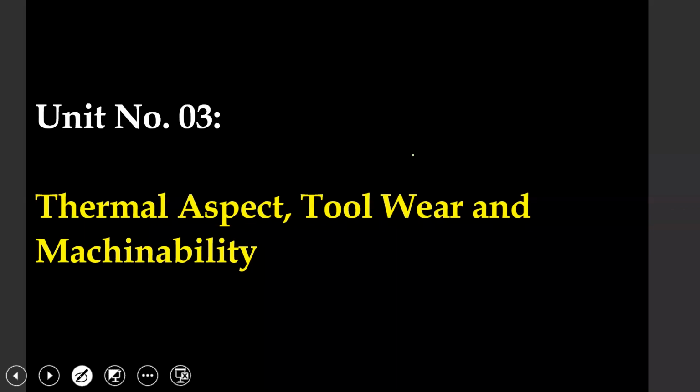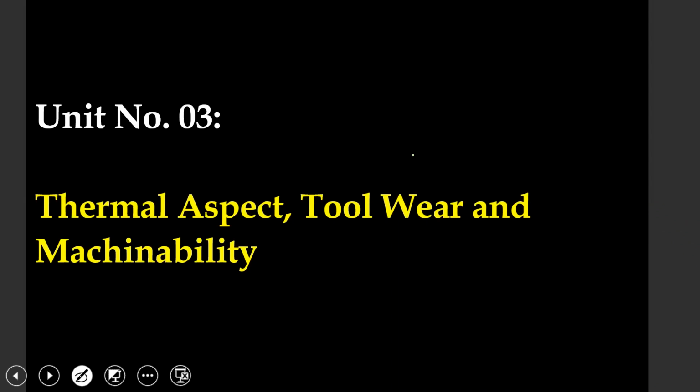So in this unit, we are going to talk about thermal aspects, in the sense what are the sources of heat generation in metal cutting, what are the effects of that heat generation on the cutting tool, workpiece, or overall machining process, and how to control that heat generation. That everything we are going to discuss in this unit.